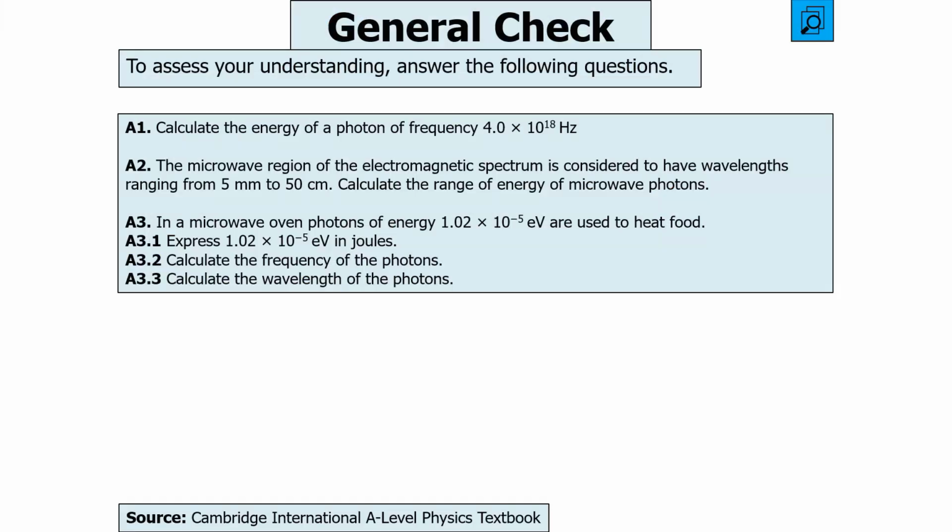So the first question says, calculate the energy of a photon of frequency 4.0 times 10 to the 18 Hz. The microwave region of the electromagnetic spectrum is considered to have wavelengths ranging from 5 mm to 50 cm. Calculate the range of microwave photons. And then in a microwave oven, photons of energy 1.02 times 10 to the minus 5 eV are used to heat food. Express 1.02 times 10 to the minus 5 eV in joules. Calculate the frequency of the photons and calculate the wavelength of the photons. So pause the video now, then unpause the video when you want to go through your answer.